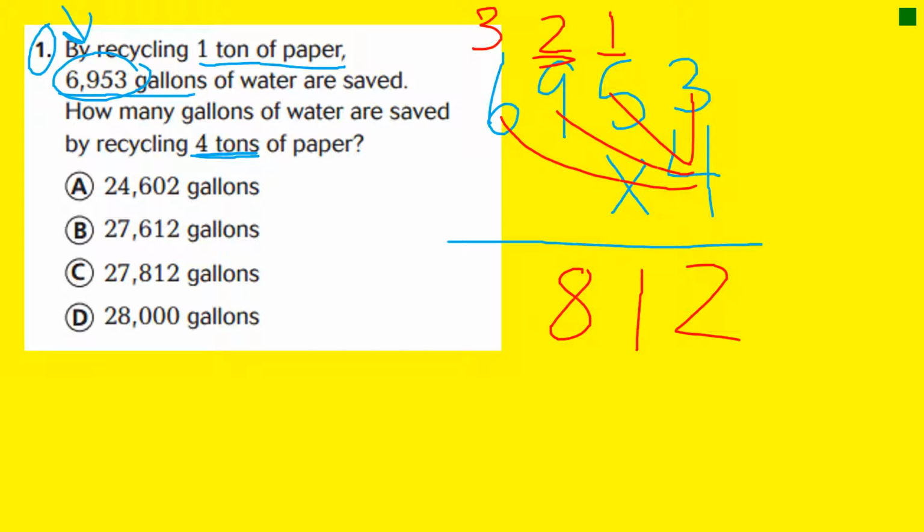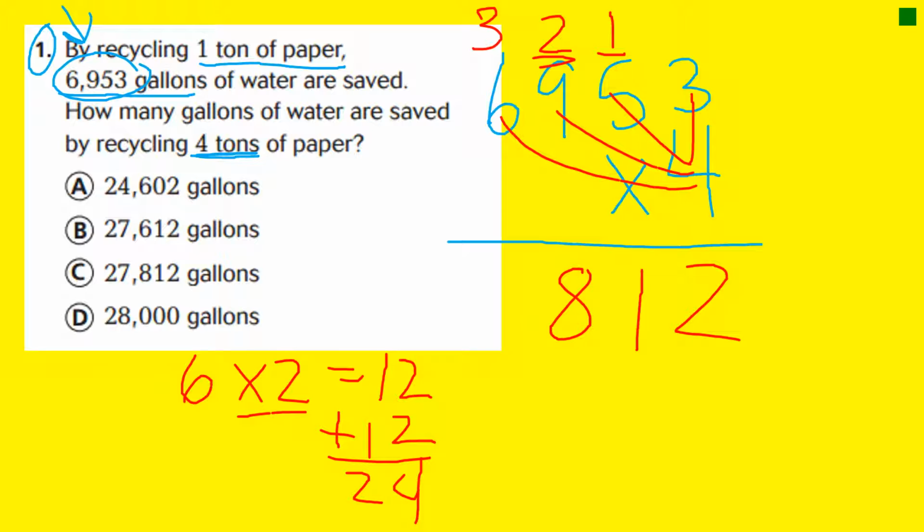4 times 6. Now here's a good strategy for your 4s. Think of your 2s. You know that 6 times 2 is 12. So 6 times 4 is going to be another set of 12. Double your 2s. Doubling your 2s is a way to get your 4s. So it's 24. Okay? 24 and then 3 more. 25, 26, 27. 27,812. Yay! It's one of the choices. That doesn't always mean it's right, you know.